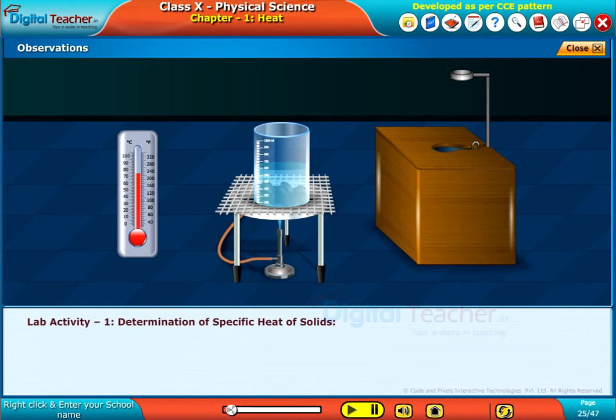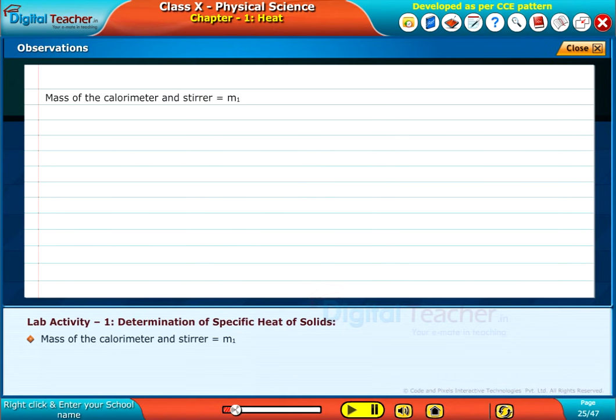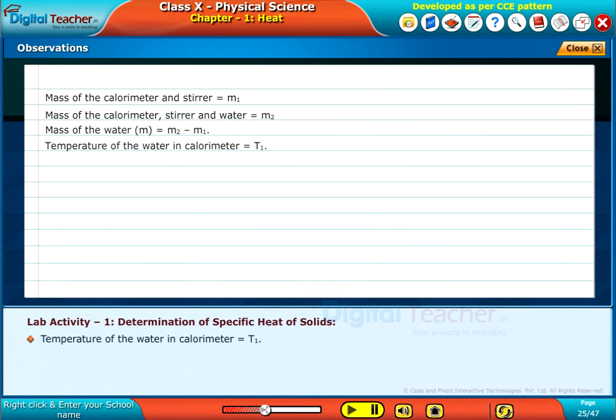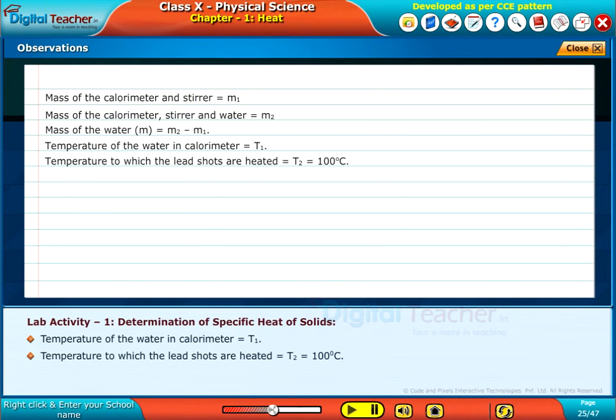Observations. Mass of the calorimeter and stirrer is equal to M1. Mass of the calorimeter, stirrer and water is equal to M2. Mass of the water, M, is equal to M2 minus M1. Temperature of the water in calorimeter is equal to T1. Temperature to which the lead shots are heated is equal to T2, which is 100 degrees Celsius.